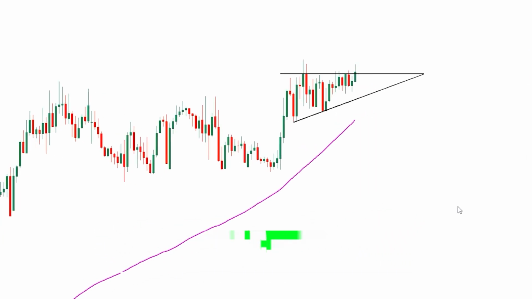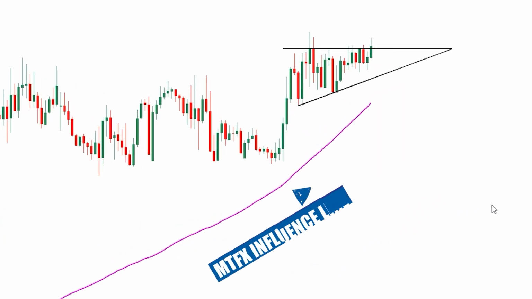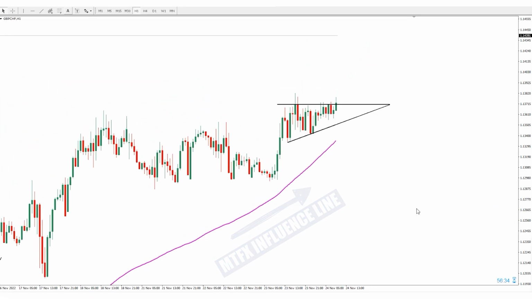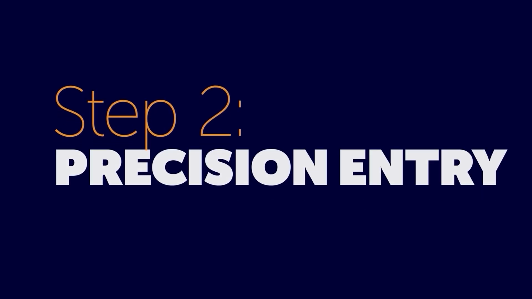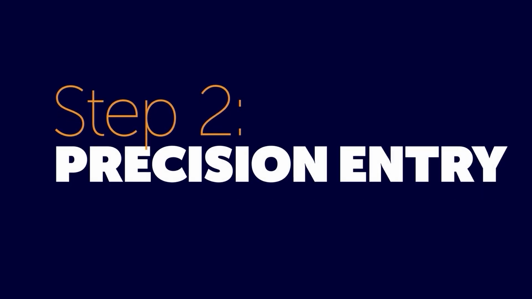We also have our MTFX influence line sloping upwards, giving us further validation that prices may indeed rise. So we now have a solid reasoning to support our long bias. Let's look for buying opportunities. So the next step, we will drill down to a lower time frame, use the MTFX system to accurately time our entry so the price explodes in our favor.